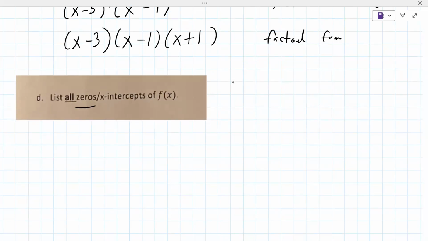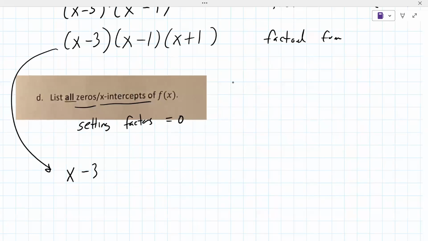So you get the zeros or the x-intercepts by setting the factors equal to 0. So x minus 3 equals 0, x minus 1 equals 0, x plus 1 equals 0. So I'm taking the answer from part C in order to get this part? Yes, that's the natural progression. Could you then solve each of those for us, please? x equals 3, x equals 1, and x equals -1.